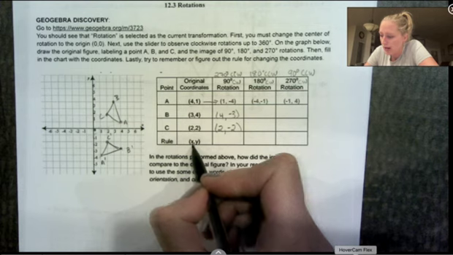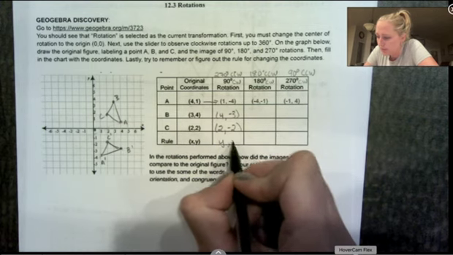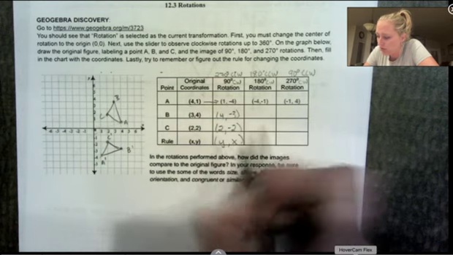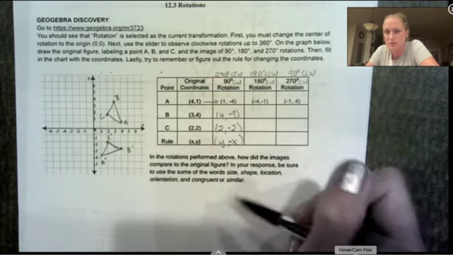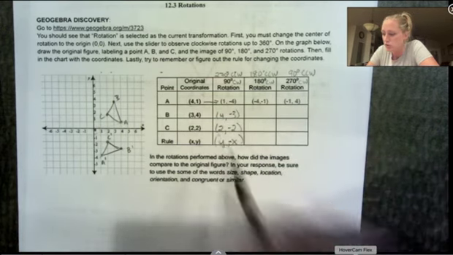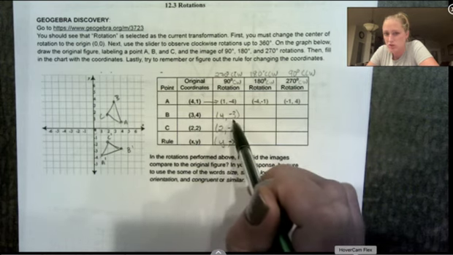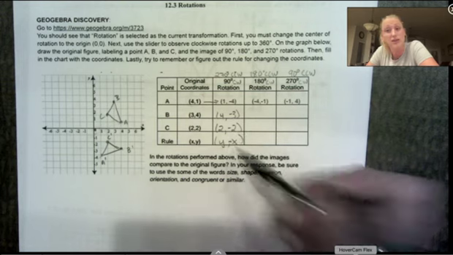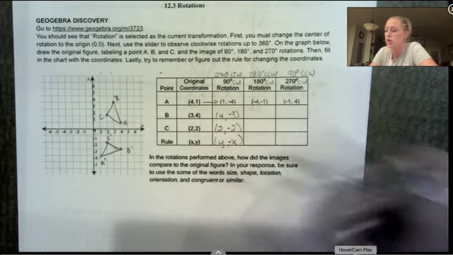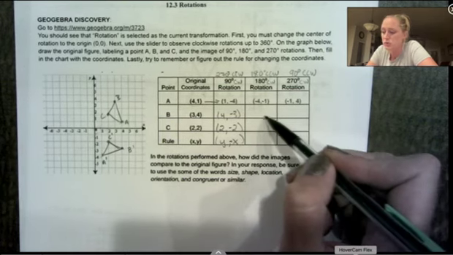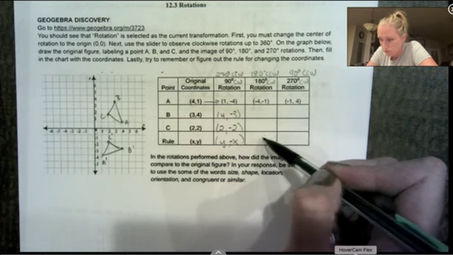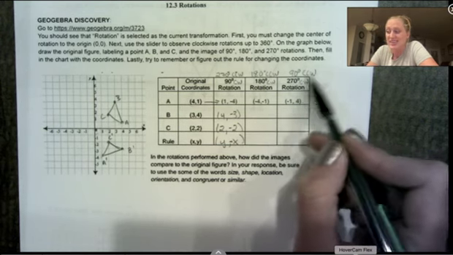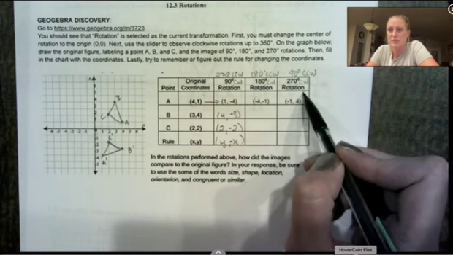So x and y switch places, and the second one is the one that has changed sign. So let's see, did that work for the other ones? Okay, so 3, 4 switch places, second one changes sign. 2, 2, switch places, second one changes sign. I think that rule works for all three. So I'm going to challenge you guys to come up with the rule for 180 degrees and the 90 degrees counterclockwise, which is the same as 270.